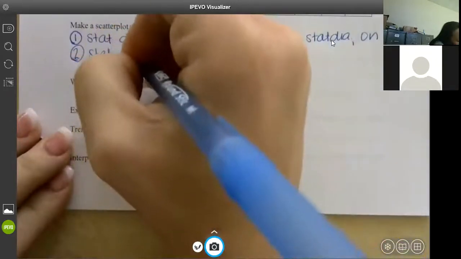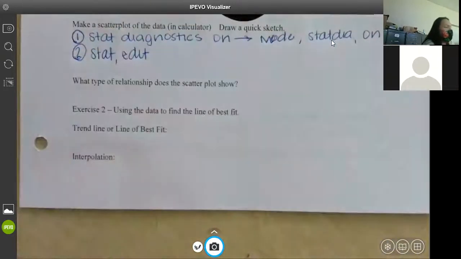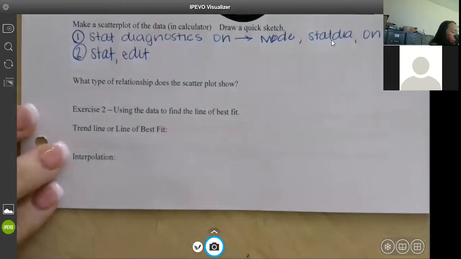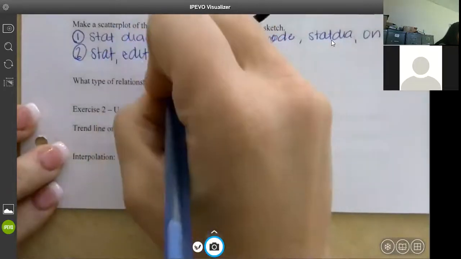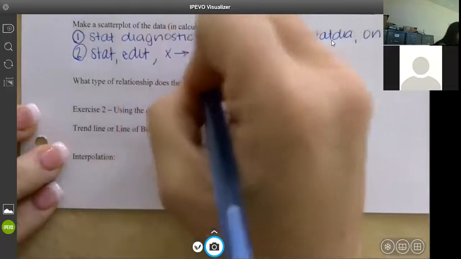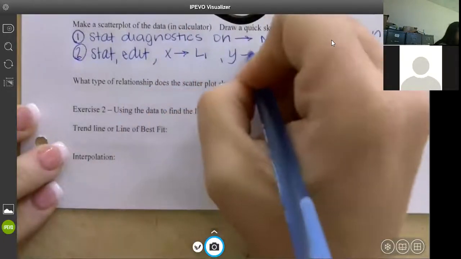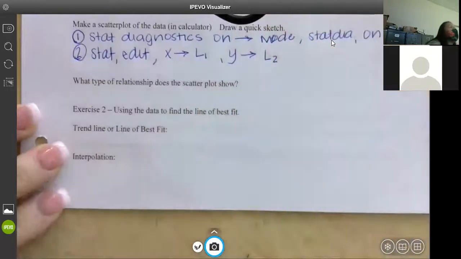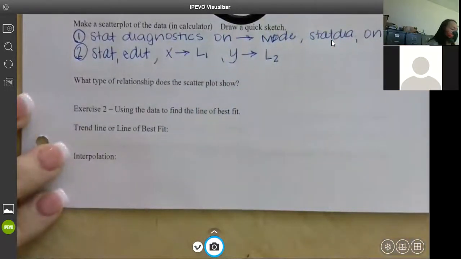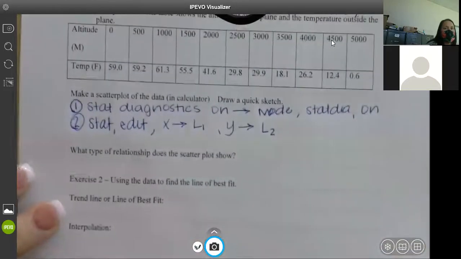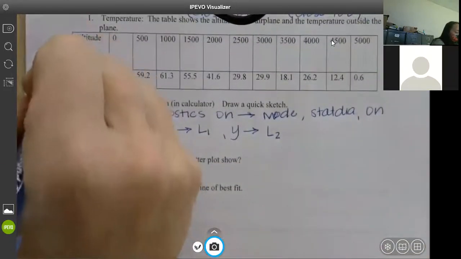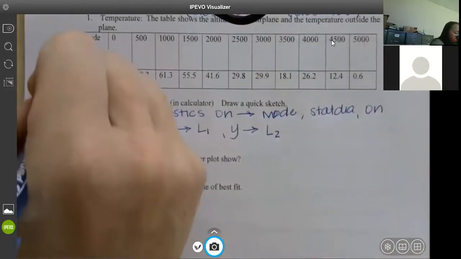The second thing you're going to do is you're going to go to stats and you're going to hit enter on edit. All your X's go in L1. And all your Y's go in L2. So I'm going to go back to your chart. Remember, these are our X's. And these are our Y's.